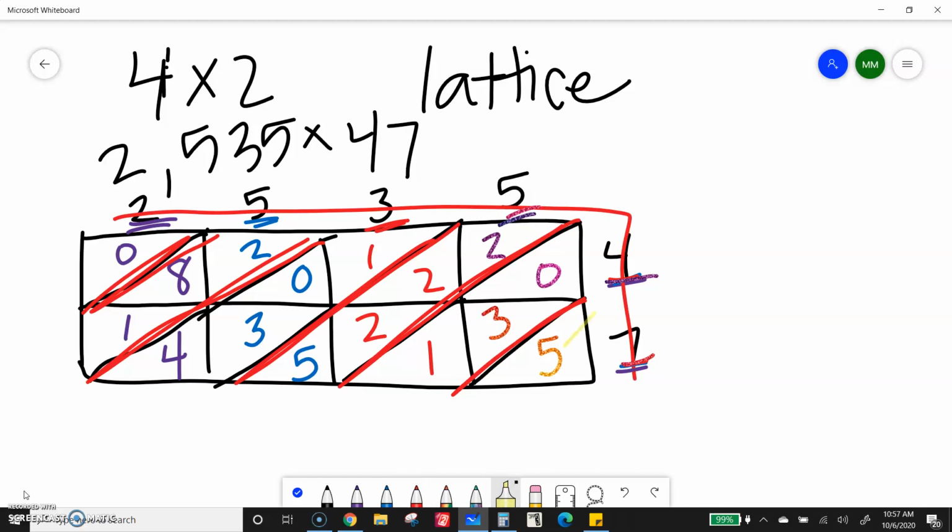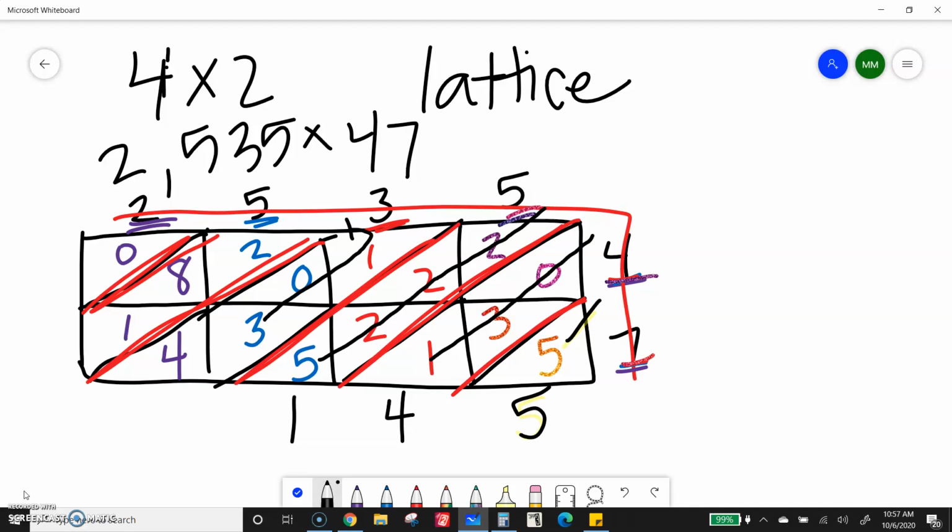So I have 5. Oh, that's really hard to see. All right. So here we have 5. 0 plus 3 plus 1 is 4. 2 plus 2 plus 2 is 6. Plus 5 is 11. Write the 1, carry the 1. 1 plus 1 is 2. Plus 3 is 5. Plus 4 is 9. And then 2 plus 8 is 10. Plus 1 is 11. Write the 1, carry the 1. 1 plus 0 is 1.